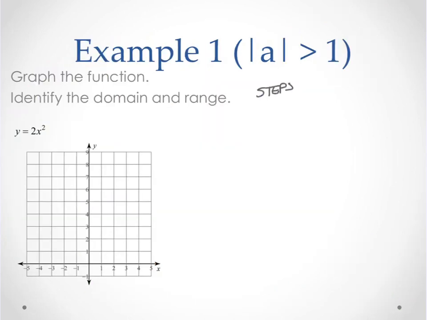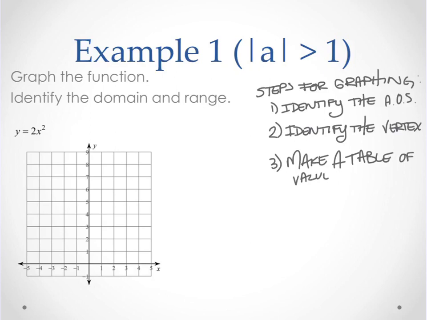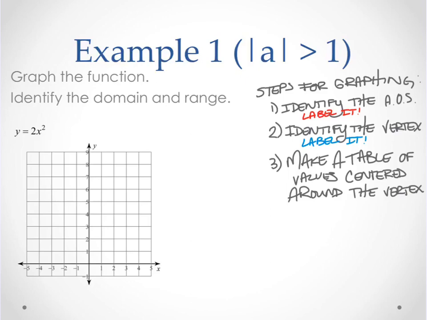All right. Let's look at an example of how to start graphing these parabolas. So the steps for graphing. First thing we want to do is identify the axis of symmetry. Then we're going to have to identify what the vertex is. And then almost last is to make a table of values centered around our vertex. The reason we want to center it on the vertex is because that is going to be symmetrical on both sides of the vertex. So we just want to confirm that it is symmetrical. If it's not, something's wrong with the arithmetic. All right. We always want to label our axis of symmetry as well as our vertex when we're graphing, so just be aware of that.